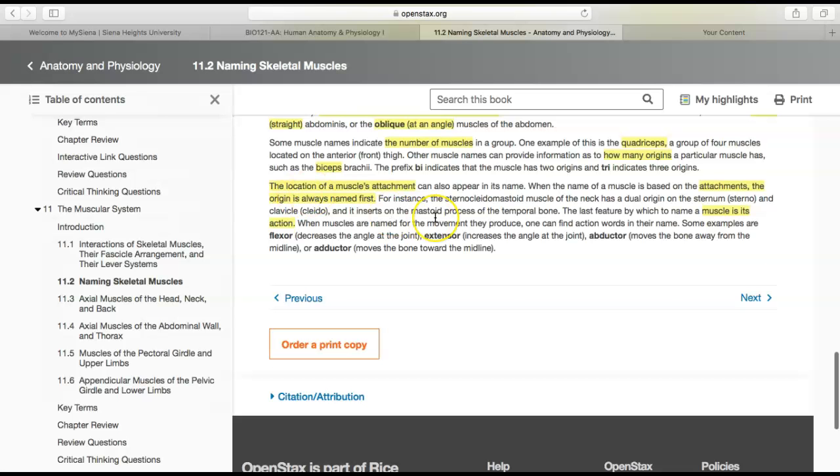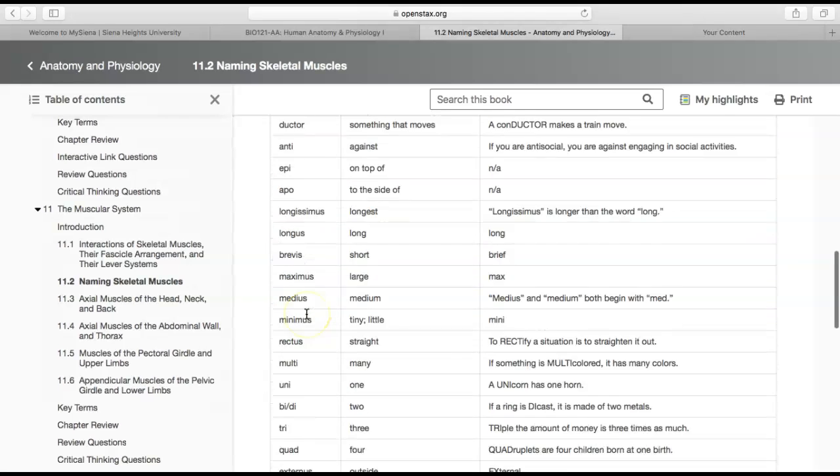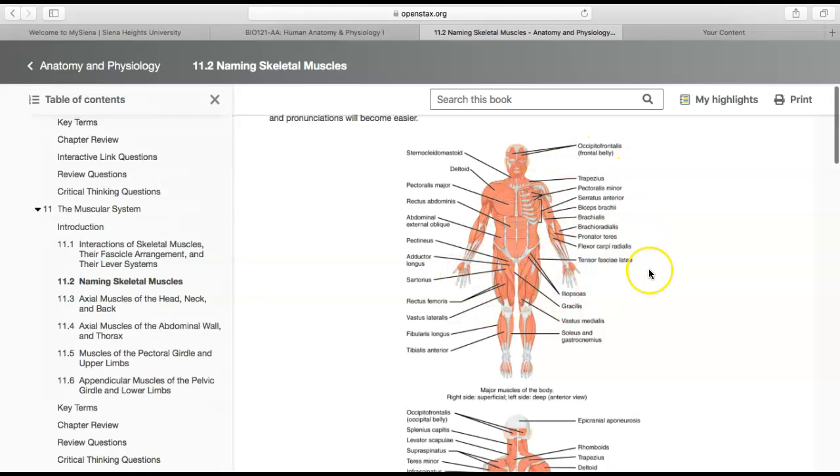And so like I said, I think it's important that you start to realize what some of these words mean. And then when you're asked to figure out where a muscle is, you'll start getting a good idea of where to begin your search.